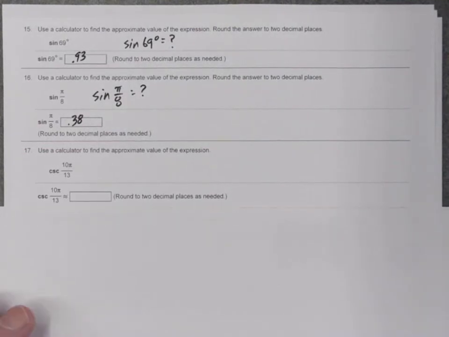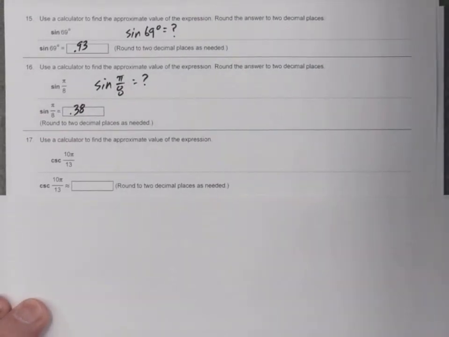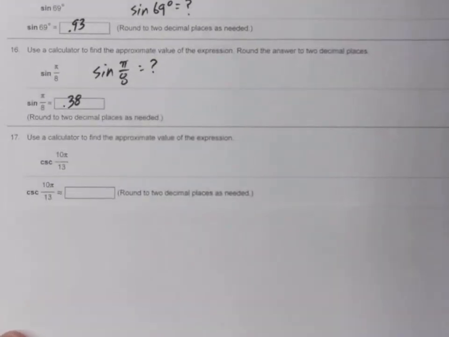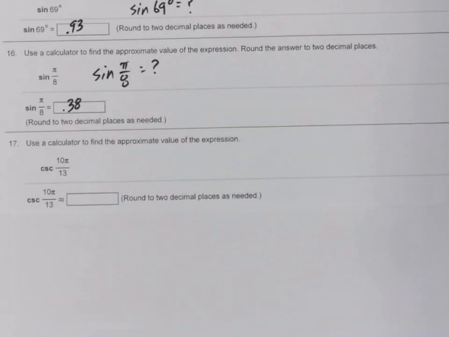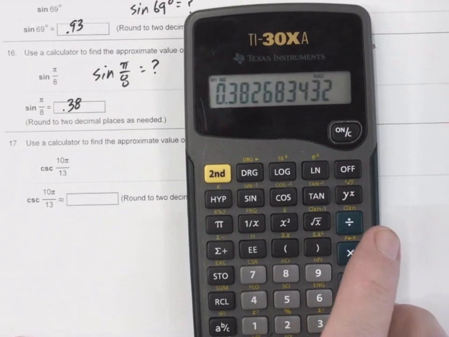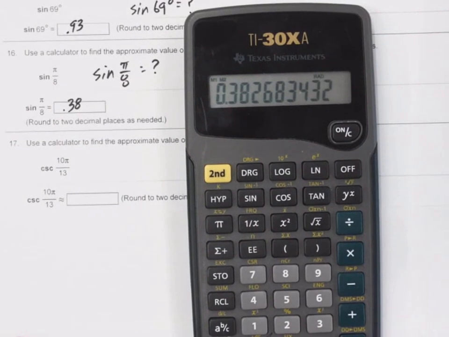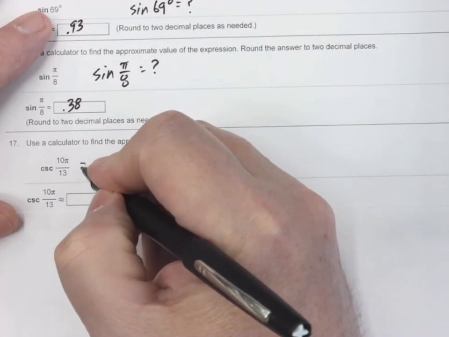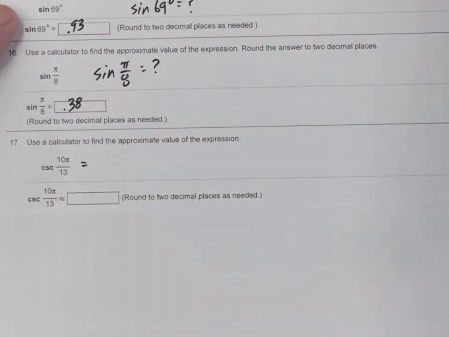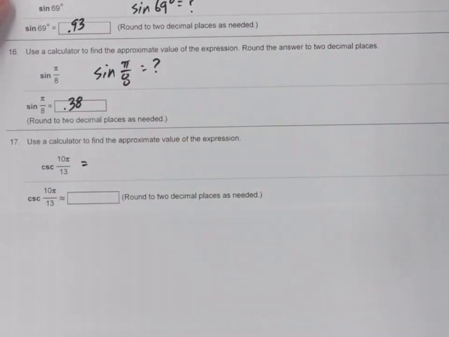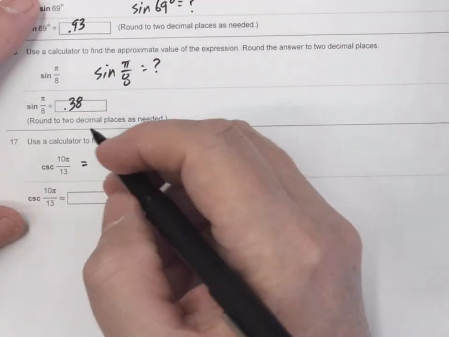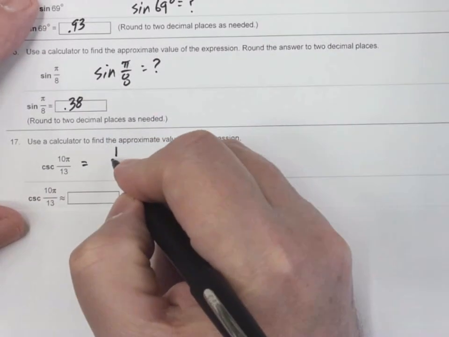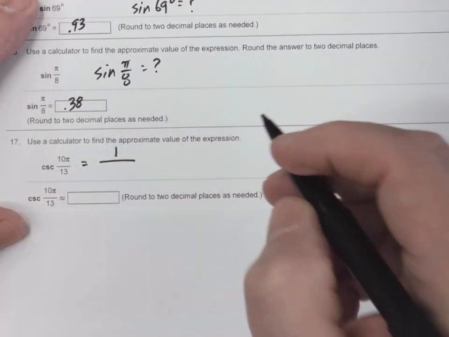All right, this one's a little tricky. They're asking for the cosecant of 10 pi over 13. Most calculators like mine, I don't have a cosecant key. So I can't just punch this into my calculator. However, cosecant is the inverse of sine. Cosecant and sine are paired together. What that means is, let me write it like this.